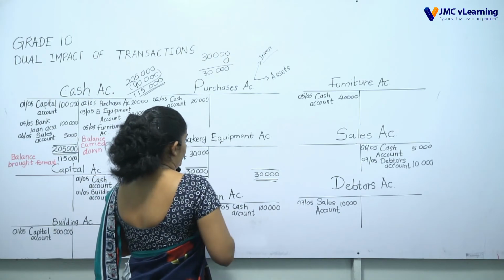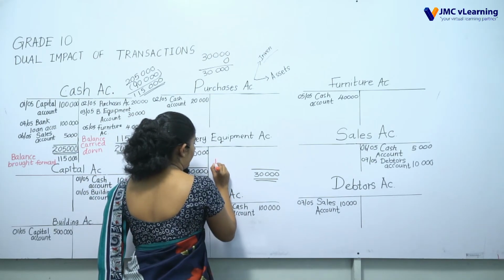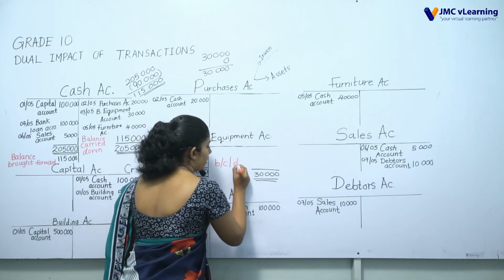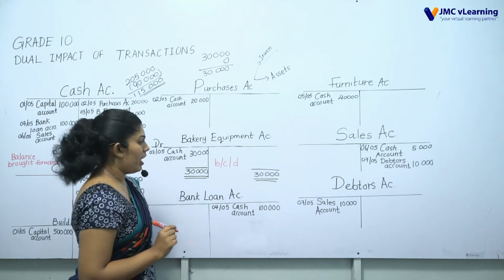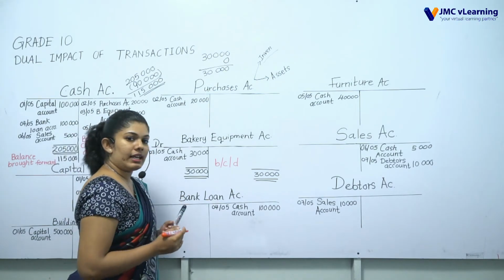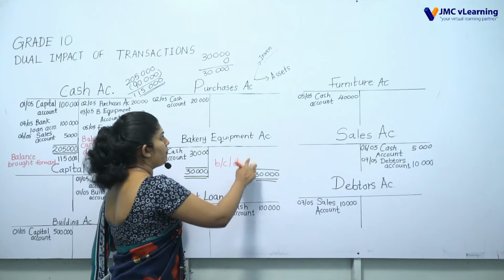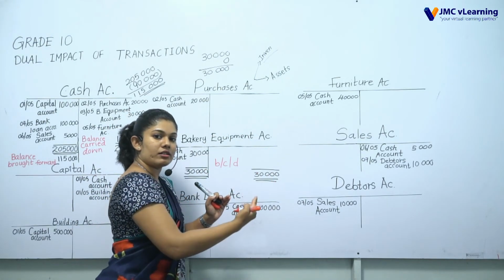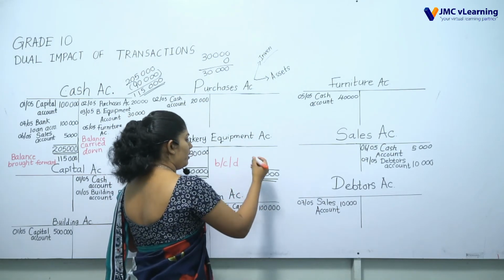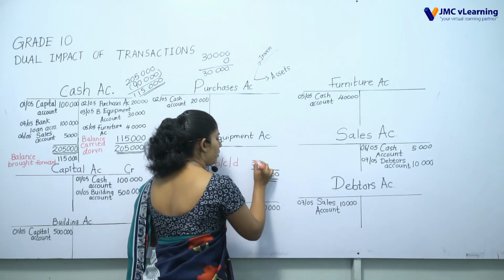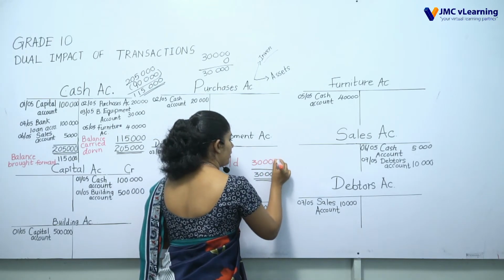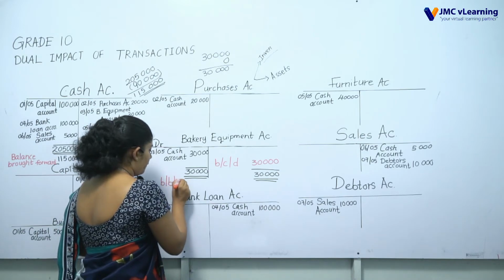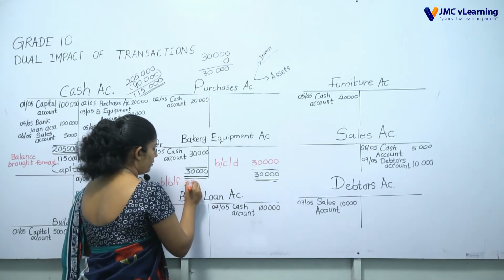So, balance carried down. In short form, we write it like this, BCD, balance carried down. So, what is the balance carried down? The same amount, because you don't have any transactions on this side to deduct or adjust. Therefore, balance carried down is also the same amount, and balance brought forward also the same amount.